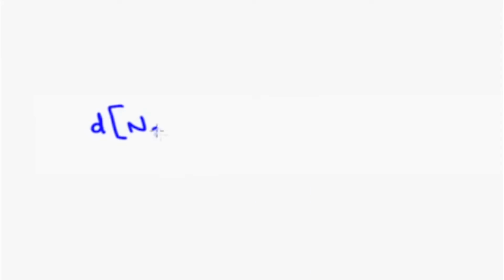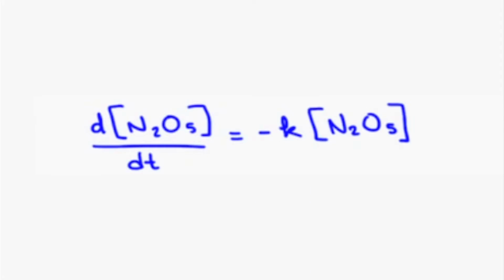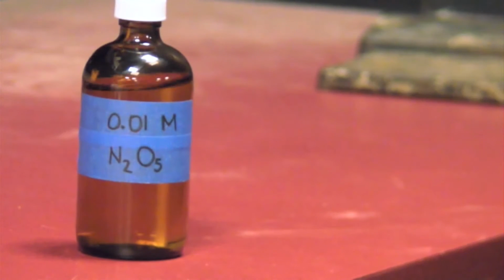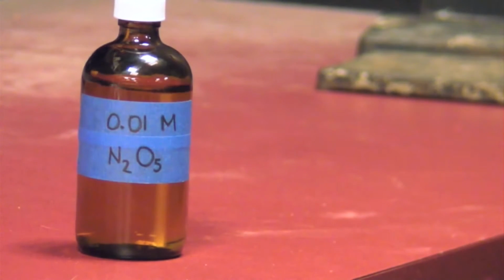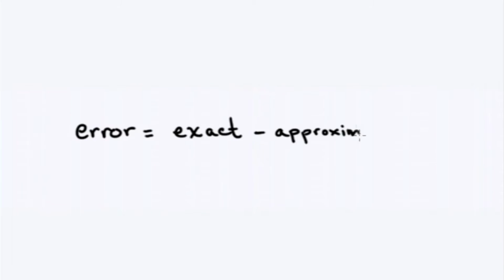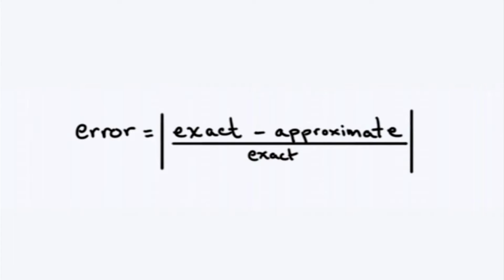In this video, we'll approximate the decomposition rate equation to figure out whether a batch of N2O5 that you left at room temperature can still be used. We'll also determine under what conditions our approximation is valid.